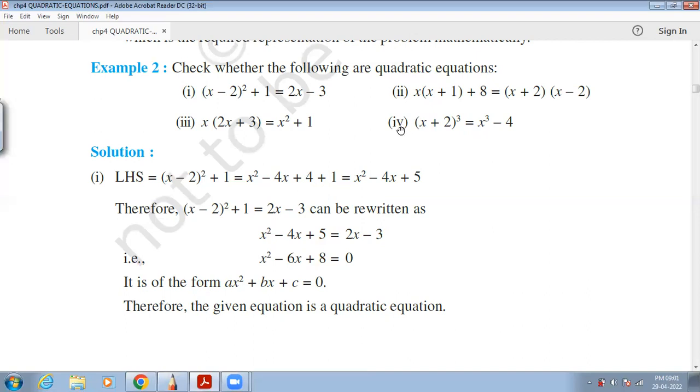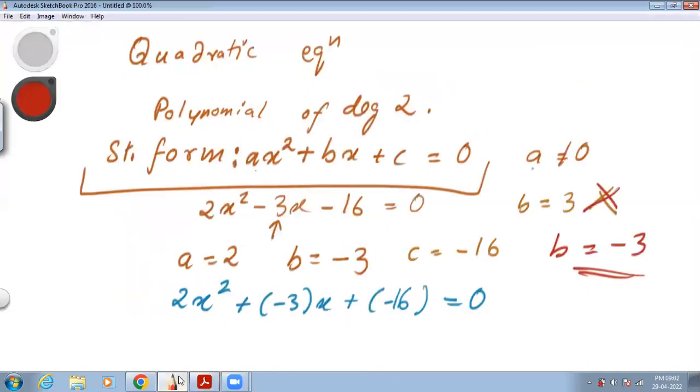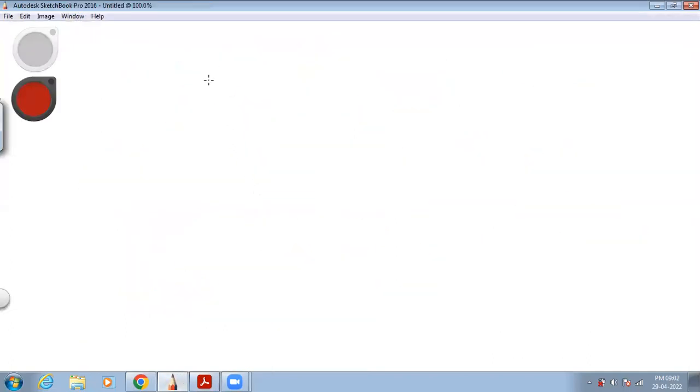And the fourth one is also very interesting. See, it is x plus 2 whole cube. Let me do this one very quickly. The fourth one: x plus 2 whole cube equals x cube minus 4. The question is x plus 2 whole cube equals x cube minus 4. So we know the formula of the cube.